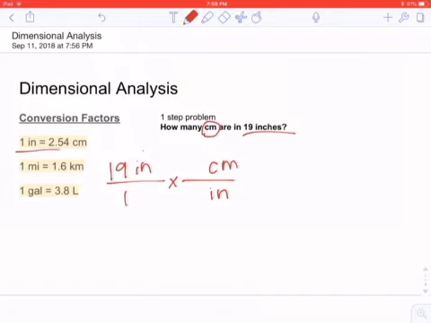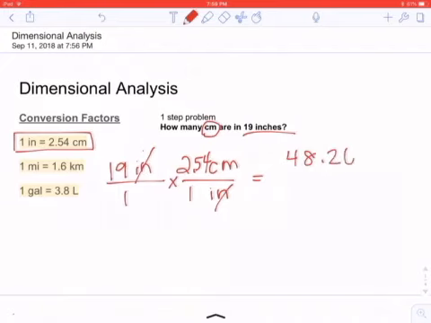And I'm going to use this conversion factor right here. 1 inch equals 2.54 centimeters. My next step is I cancel out my units. Then I take 19 times 2.54, which will give me 48.26 centimeters divided by 1.